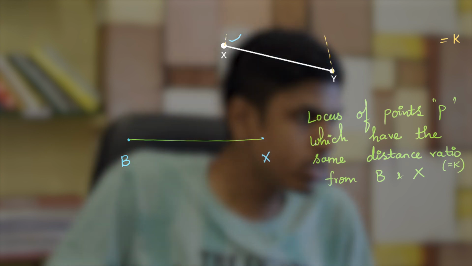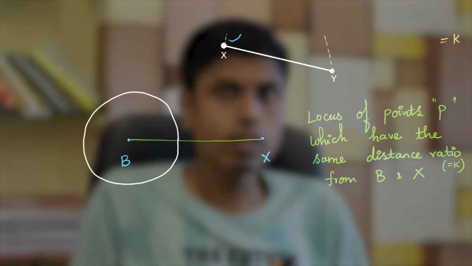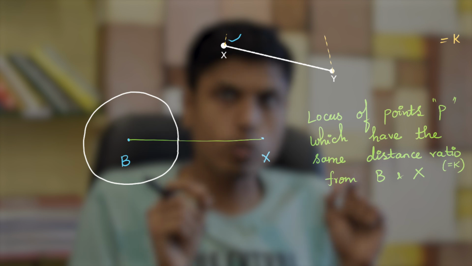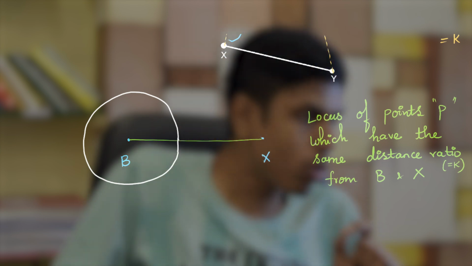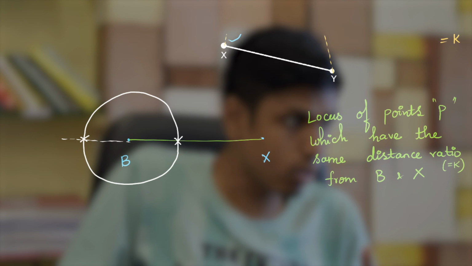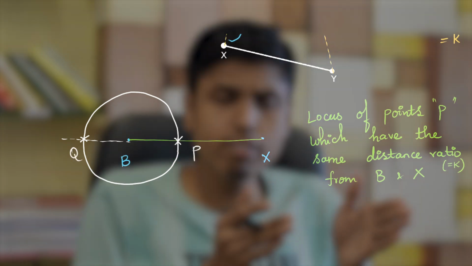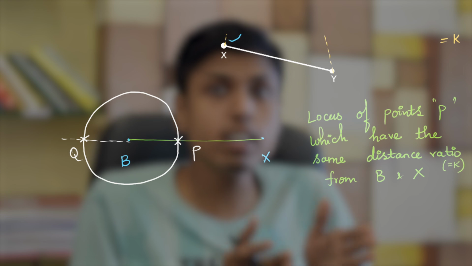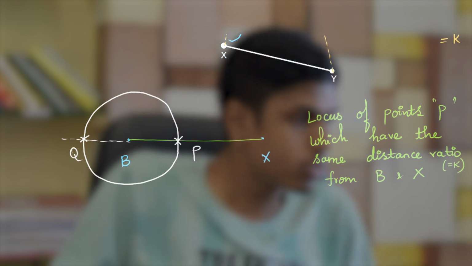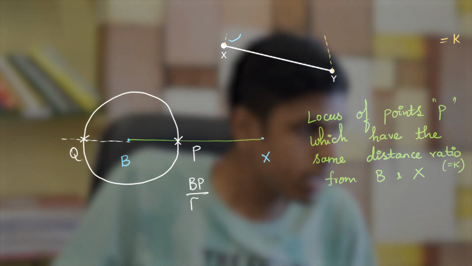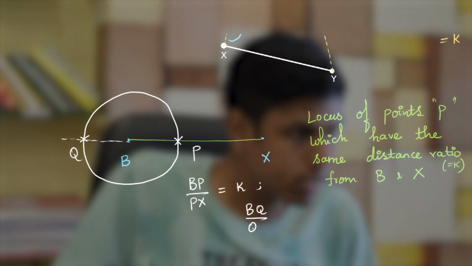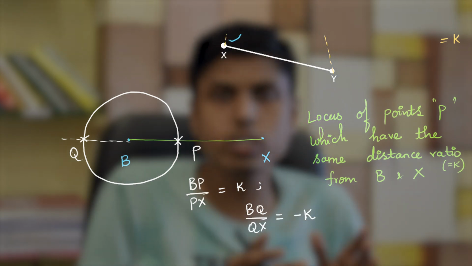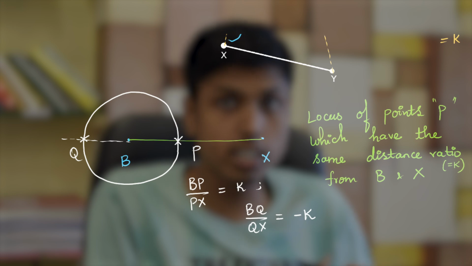Turns out that it will be a circle whose diameter are the points lying on the line BX, say P and Q, such that they divide the line segment BX in the ratio K internally and externally. So that is BP by PX is equal to K and BQ by QX equals minus K. We use negative symbol to represent external division.